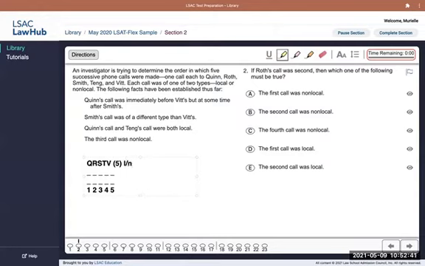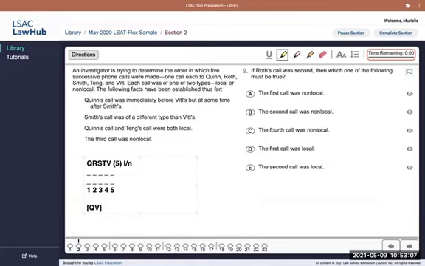Okay, so the first rule is that Quinn's call was immediately before Vitt's, but at some time after Smith's. So we'll break that down a little bit. First, Quinn's call was immediately before Vitt's. So that means that Q occurs right before V. I just put it in almost a little box there between those brackets, to make sure we're keeping those guys together.